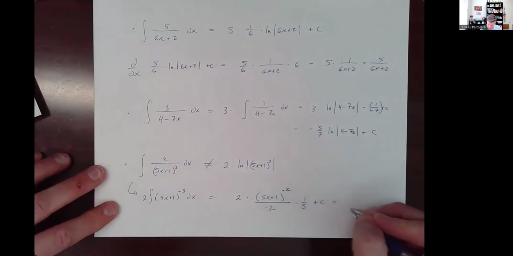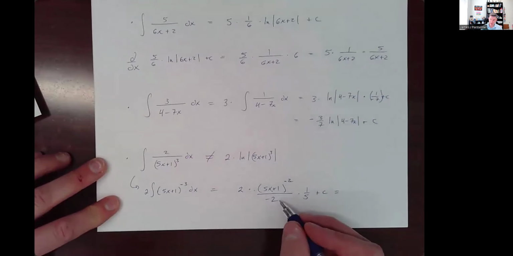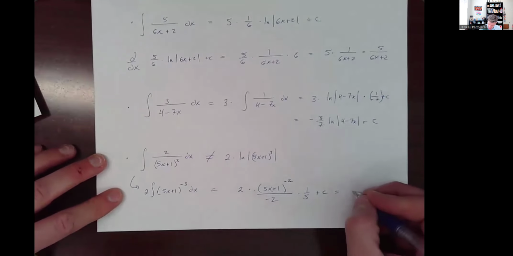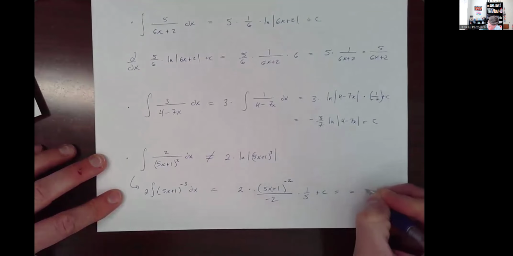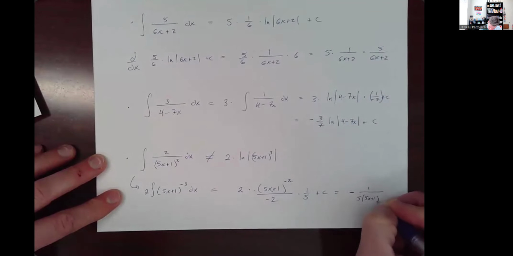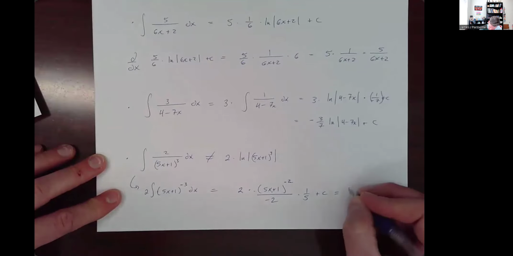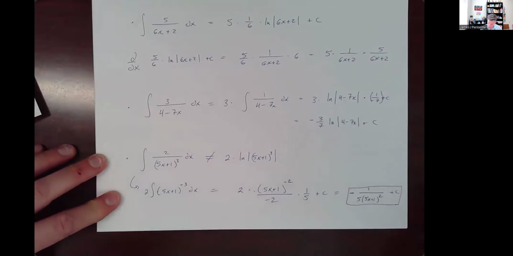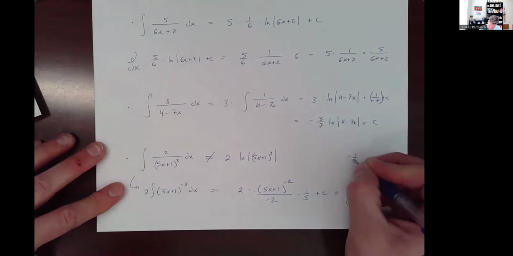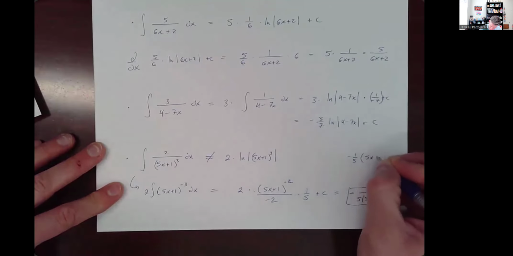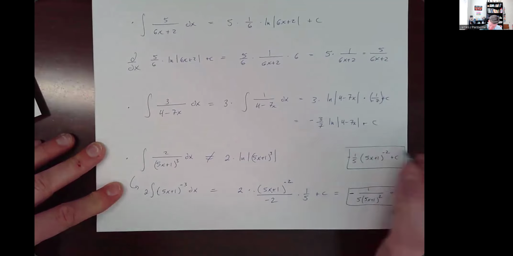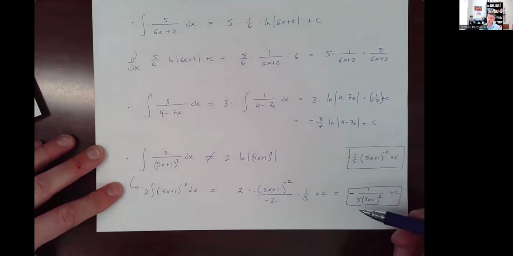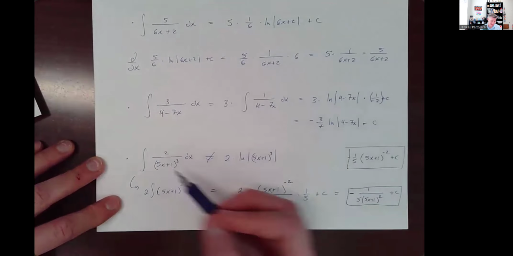I would probably choose to rewrite it. 2 over negative 2 does divide to negative 1. So I'd probably write this as negative 1 over 5 times (5x plus 1) squared, plus c. Or if you prefer, negative 1/5 times (5x plus 1) to the negative second. You should check on your own. If you take the derivative of this, you do in fact get that.